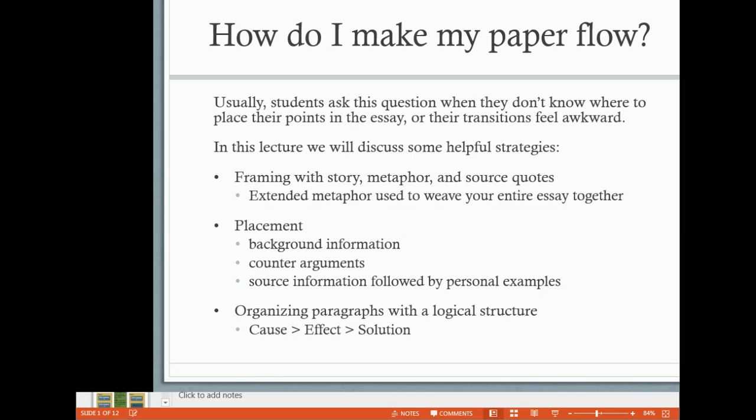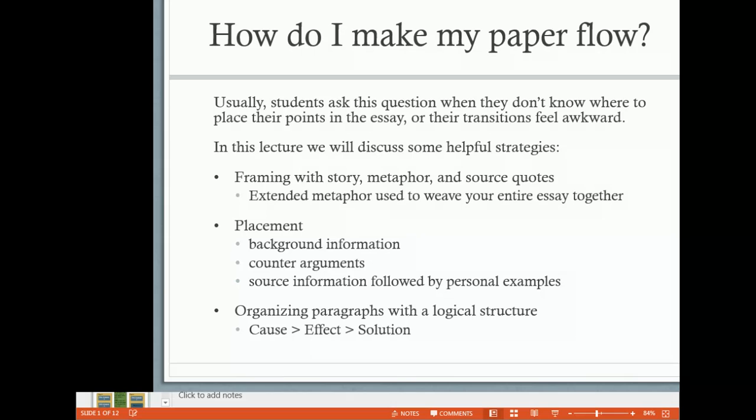For one thing, if you ever find a great resource for this, let me know because I've never seen a good lecture on it. So hang with me. So usually when students ask this question, it's when they don't know where to put their points in the essay. Got all this great information, they know where their thesis goes, they know where the conclusion goes, and then the rest, they're like, where do I start? My transitions feel really strange and forced.